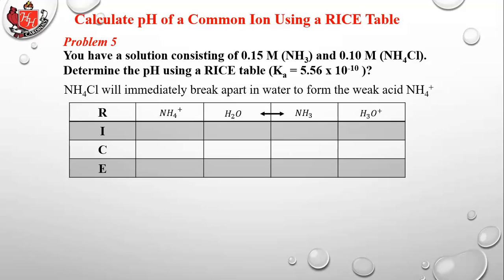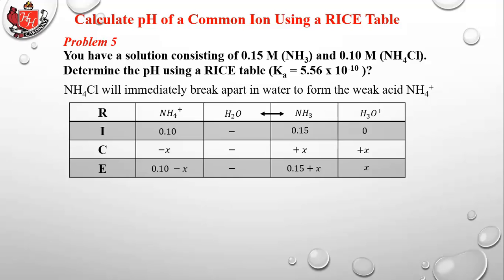Okay, so let's plug in the numbers. So 0.1 for NH4 plus. We don't count water. NH3, we're given a concentration of 0.15, and we assume no hydronium ions at the beginning. Now it's going to be minus X on the left, plus X and plus X on the right. So on the left, on the reactant side, we have 0.1 minus X. On the right, on the product side, we have 0.15 plus X and 0 plus X.